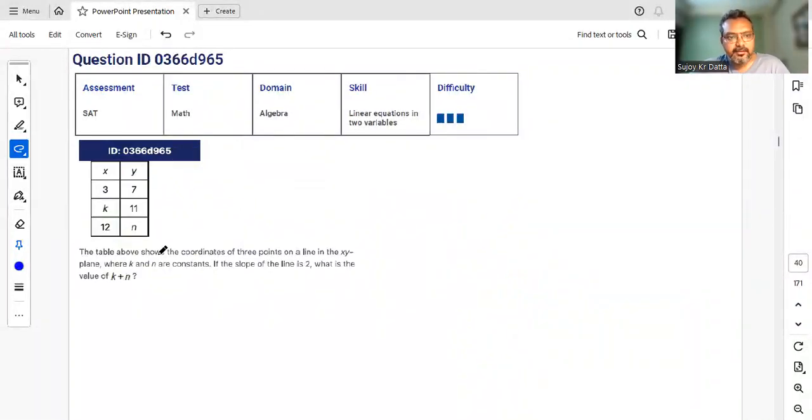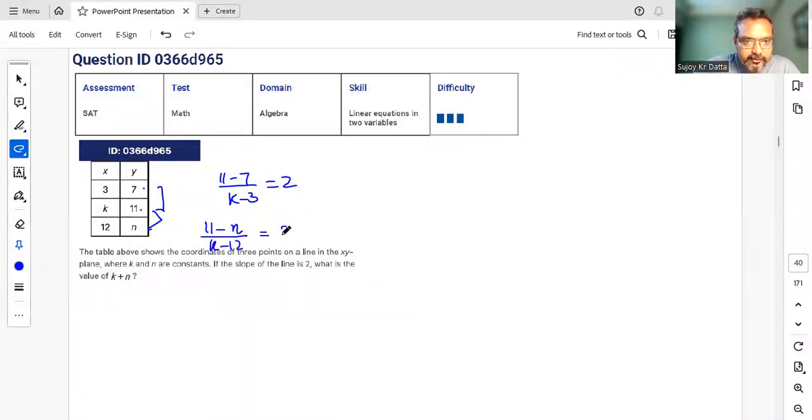So these are 3 points on the line. k and n are constants. The slope is 2. What's the value of k plus n? Since the slope is 2, we'll just use this and calculate the slope. (11 minus 7) over (k minus 3) is 2. And then these two as well: (11 minus n) over (k minus 12) is 2.